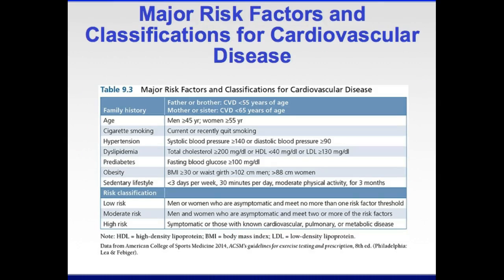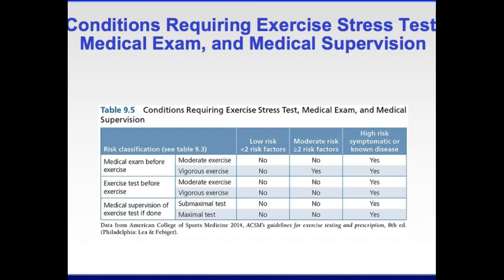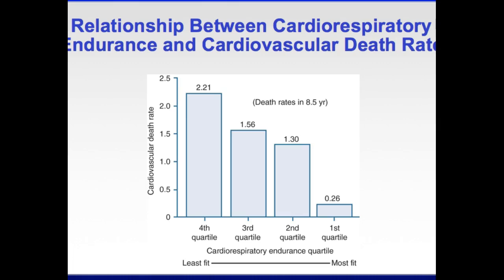Major risk factors and classifications for cardiovascular disease. You see the risk factors on the left and the classifications on the right. Here's a physical activity readiness questionnaire. Here are conditions requiring exercise stress tests, medical exam, and medical supervision. Here's the relationship between cardiovascular or cardiorespiratory endurance and cardiovascular death rate.